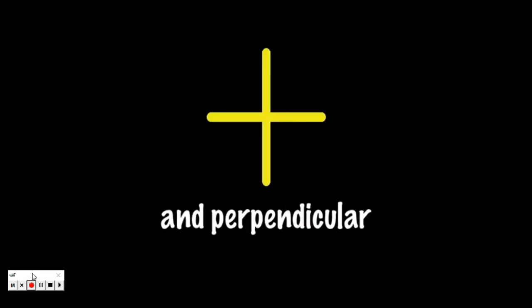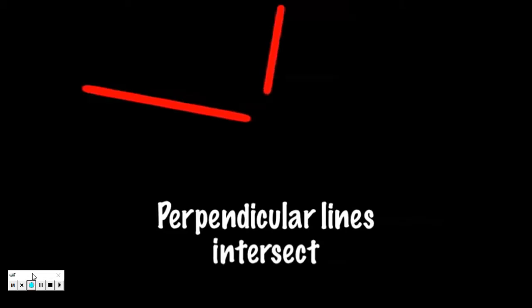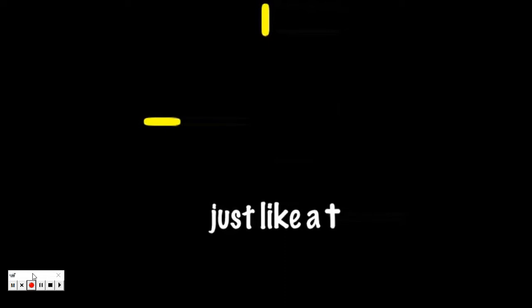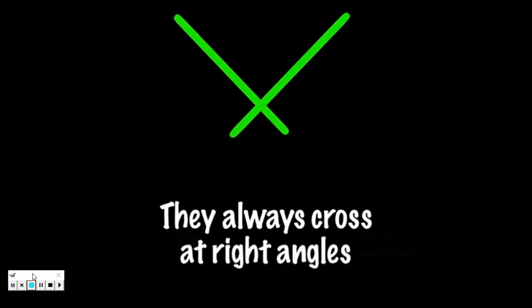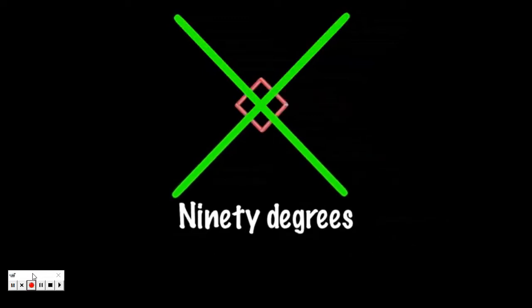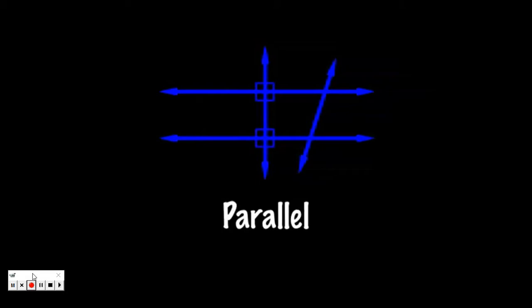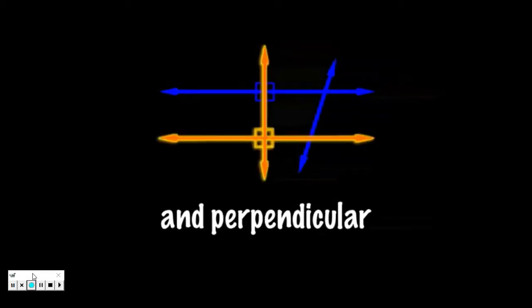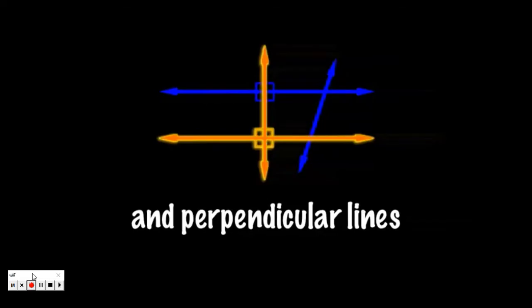Parallel and perpendicular lines. Perpendicular lines intersect just like a T. They always cross at right angles, 90 degrees. Parallel and perpendicular lines.